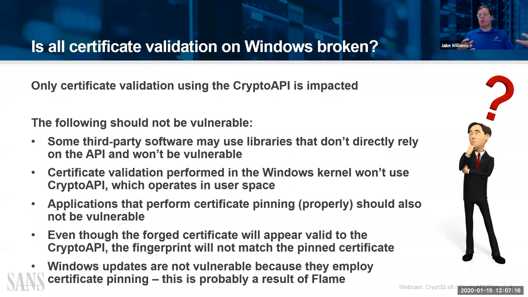So in this scenario, we are looking at a certificate that has been presented as a piece of software-based certificate validation there. The CryptoAPI is gonna say, hey, this is a valid certificate, meaning it's part of that certificate chain of trust. But because the fingerprint doesn't match what's pinned, what we're going to see here is that anything that does pinning properly is not going to be vulnerable here.